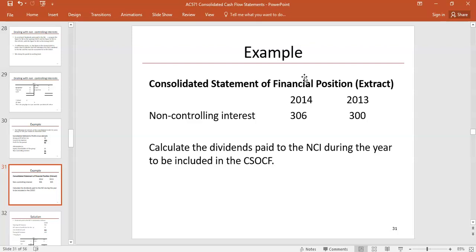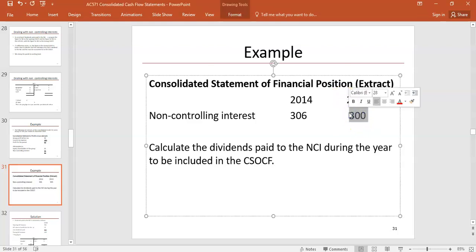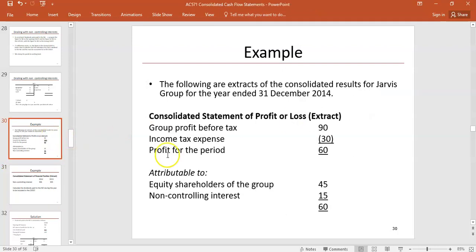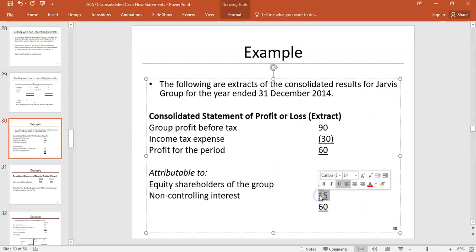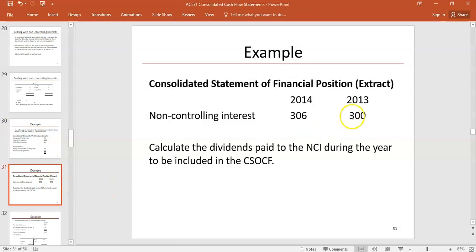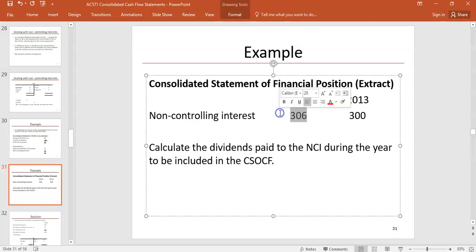So what we're saying is the opening position in 2014, which would be the closing position in 2013, is 300. We're not told of any acquisition or disposal of an NCI during the year, so we assume nothing happened. So that means the only thing that should have increased the NCI during the year is their share of profits. So at the end of the year, they should have been 315, 300 plus your share of profits, but they're actually only 306. So see the way we're trying to solve a puzzle? Well, if they should have been 315, now they're only 306, there was 9 of a decrease there.